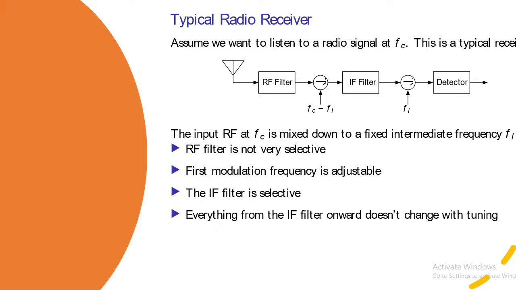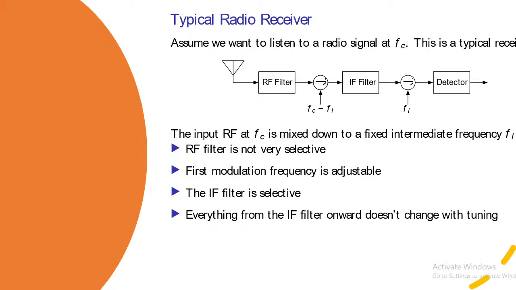You have an antenna to receive this. The output of the antenna goes to the RF filter. That goes to another device where you multiply it with fc minus fI. fc is the carrier frequency, fI is the intermediate frequency. So fc minus fI you multiply with the output of the RF filter. That will go to the IF filter. The output of the IF filter will again be multiplied by fI. That will go to the detector. From the detector you will receive it. Just connect the detector to your phone, and you will receive it.